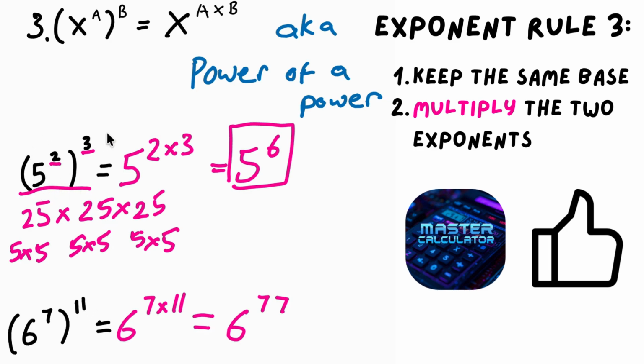So for example, let's just say we had this same question, but it's 5 to the power of 2 to the power of 3 with no parentheses around the 5 squared. Well, what we have to do there is we have to do this part first. So instead of 5 to the power of 6, it becomes 5 to the power of 8. Because instead of doing 2 times 3, we do 2 to the power of 3, which is 8.